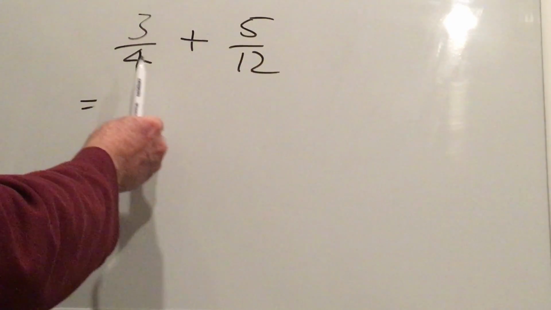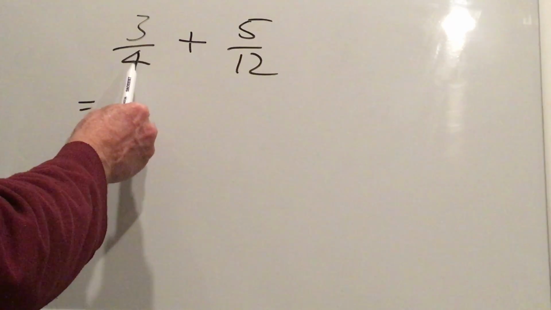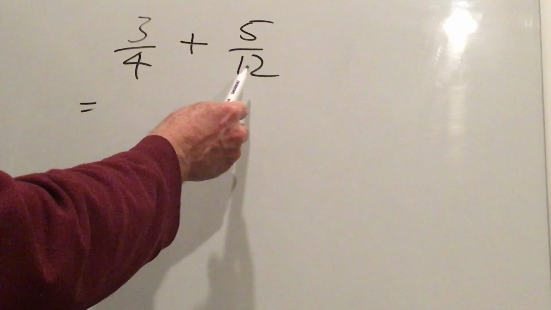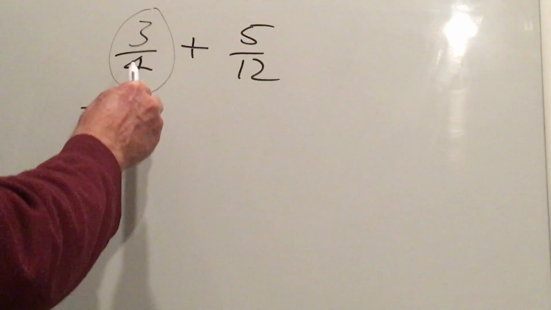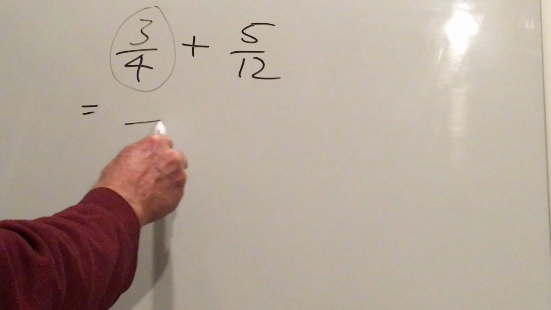So there's a 12 and there's a 4. If we multiply 4 by 3, we'll get 12. So we can change this one. If we multiply the 4 by 3, it's over 12.